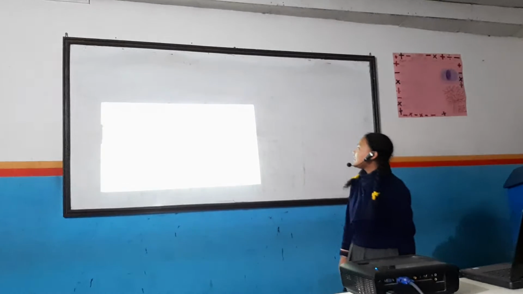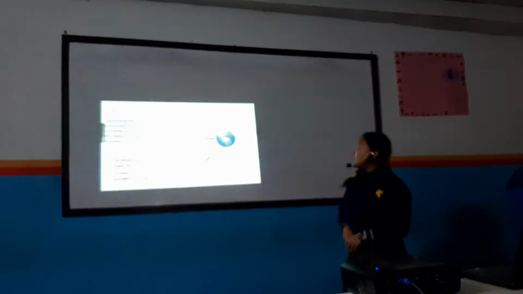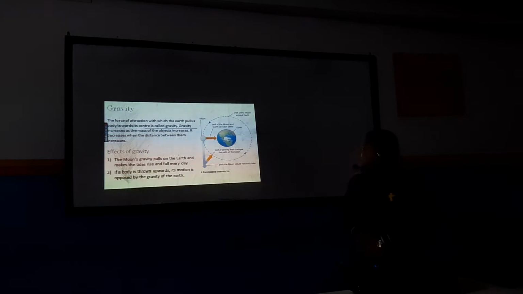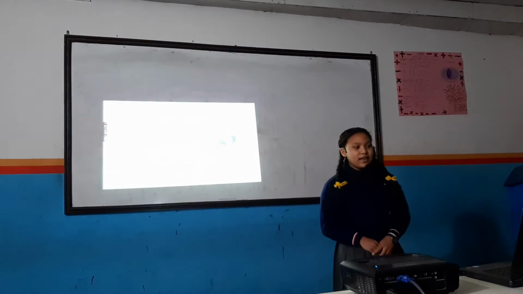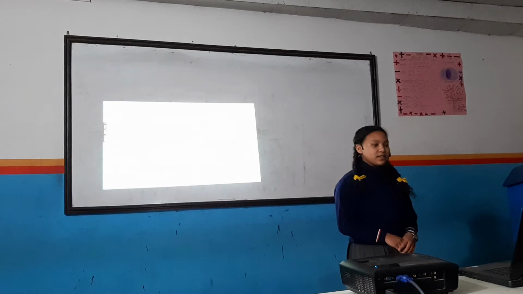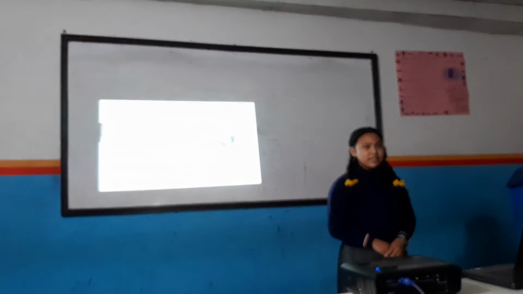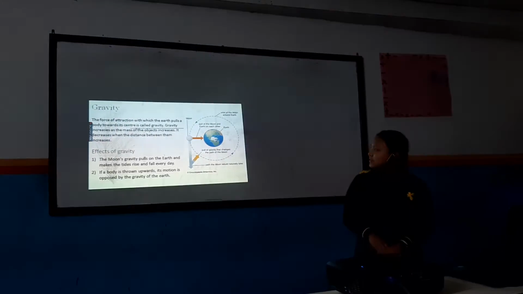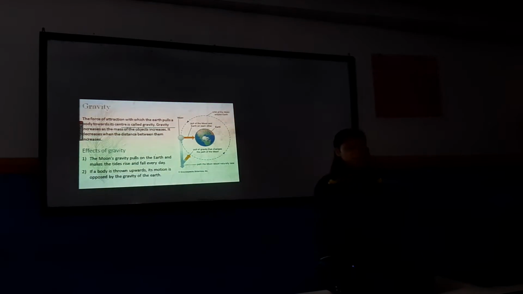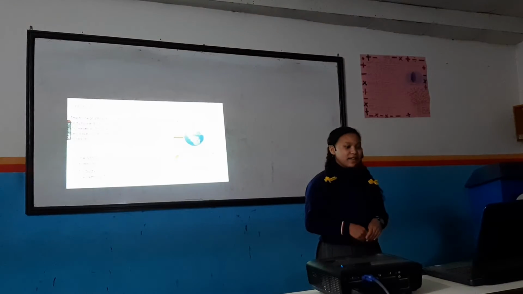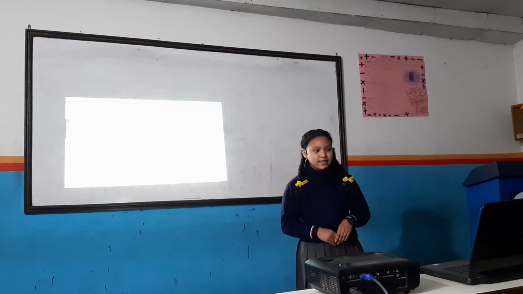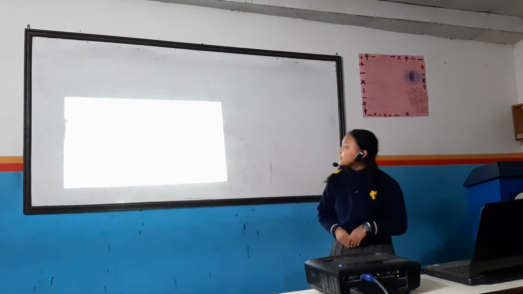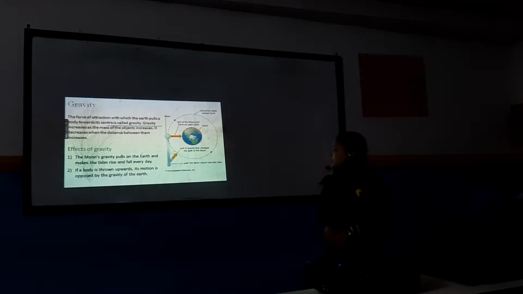So as you can see, there is gravity, the force of attraction with which the earth pulls bodies towards its center, is known as gravity. Gravity increases as the mass of the object increases. It decreases when the distance between them increases. Effects of gravity: the moon's gravity pulls on the earth and makes the tides rise and fall every day. If a body is thrown upwards, its motion is opposed by the gravity of earth.